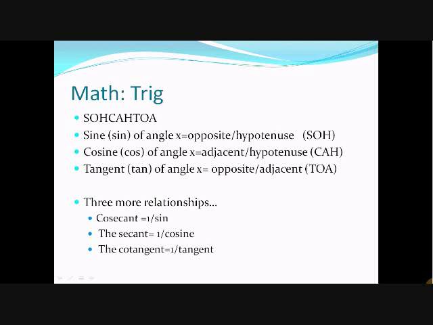And 3 more relationships to know is the cosecant, which is just the sine of the angle reversed, or the reciprocal of that sine. The secant is equal to 1 over cosine, or again, the reciprocal. And the cotangent is just 1 over tangent, or the reciprocal of the tangent.